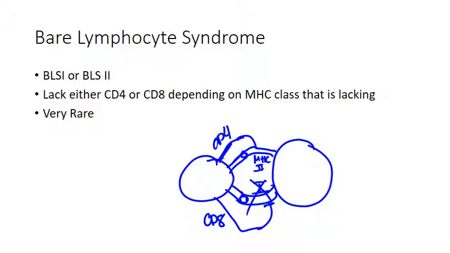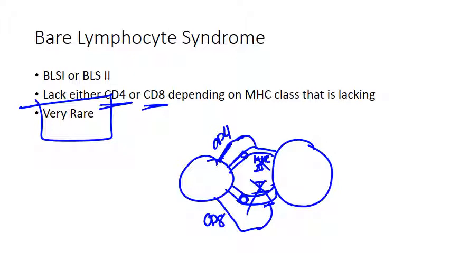So that means CD8 can't bind. That means we can't judge how strong CD8 is binding. So CD4 automatically wins. If MHC class 2 is missing, then the opposite happens. So you lack either CD4 or CD8, depending on the MHC. Thankfully, this one is super, super rare. It's really just not something that happens all that often.